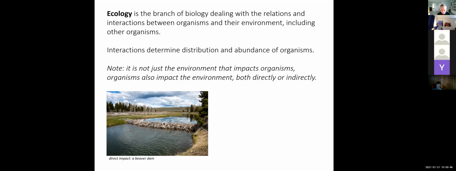So here's a direct impact that an organism might have on its environment. This is a beaver dam, and who knows what beaver dams do to an environment, or what beavers do to an environment in general? Because they're little engineers that drastically change the environment that they live in. Well, they flood it. They flood it, yeah. So they build a dam along a river or stream, and they tend to flood that place and create a little pond for themselves. Do they cut the trees? They sure do. Yeah, little carpenters.